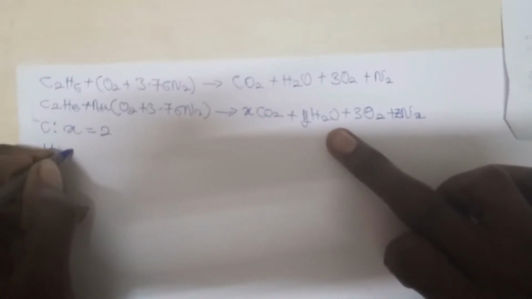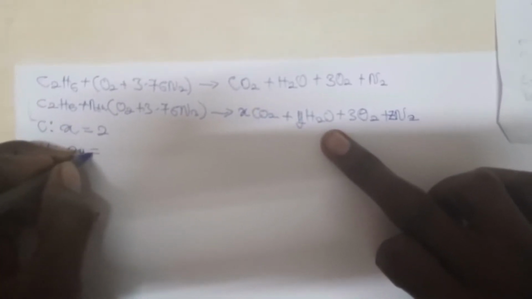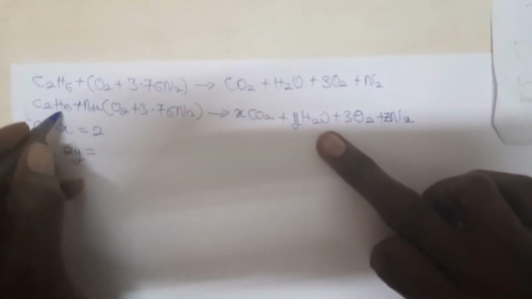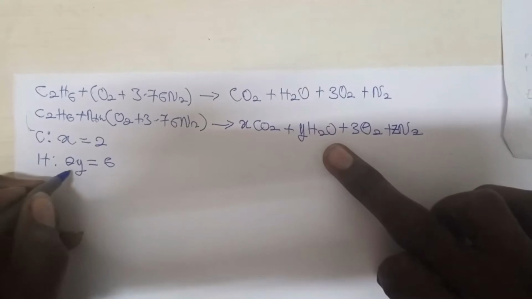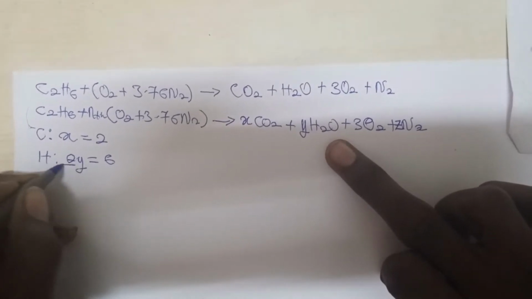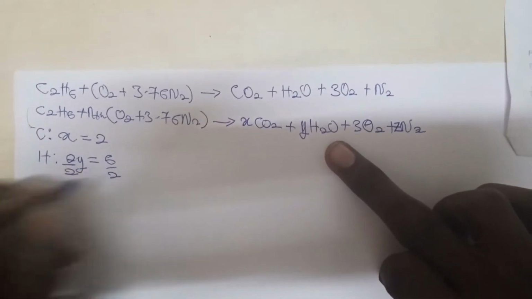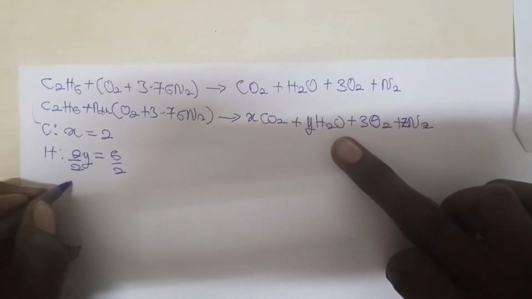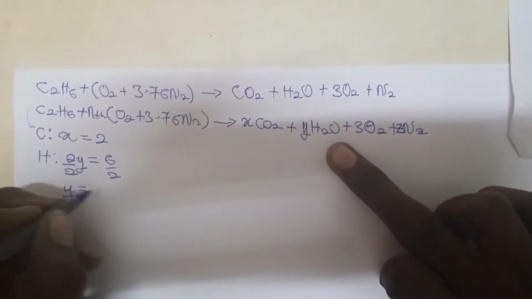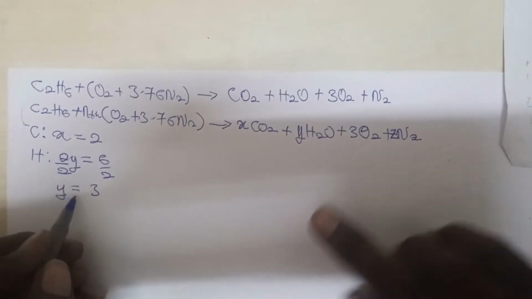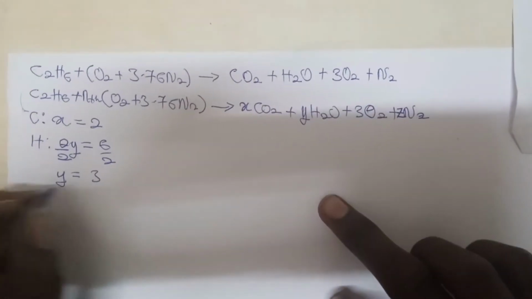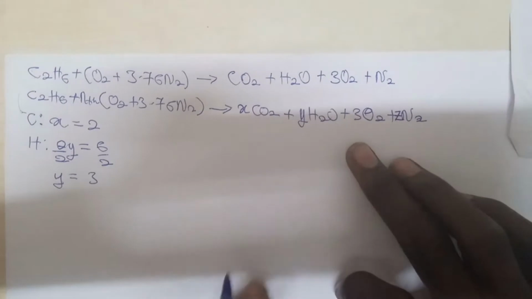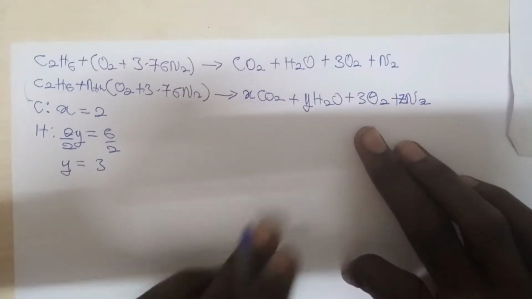So 2Y equal to how many hydrogens here? 6. We divide both sides by 2. So Y equal to 3. That is the hydrogen. So now we are going to look for oxygen. You have to look for oxygen.